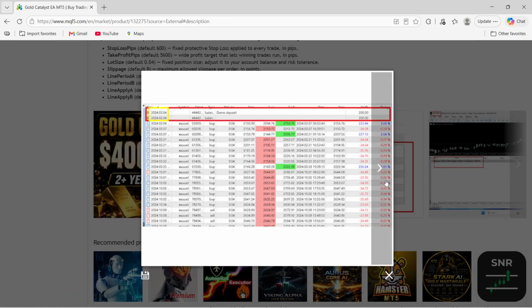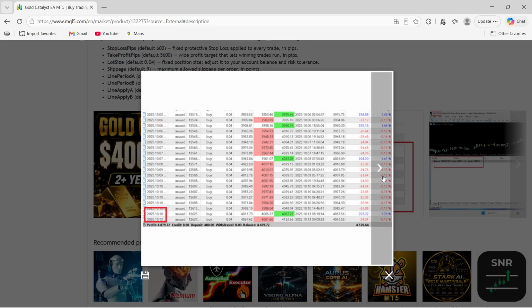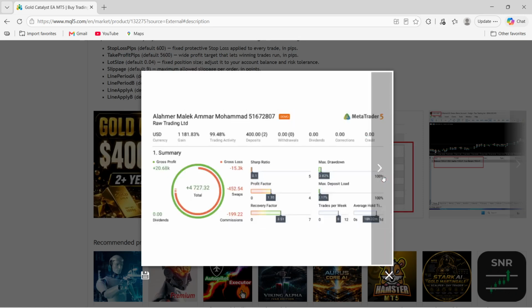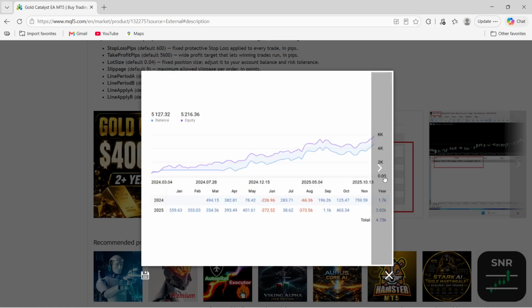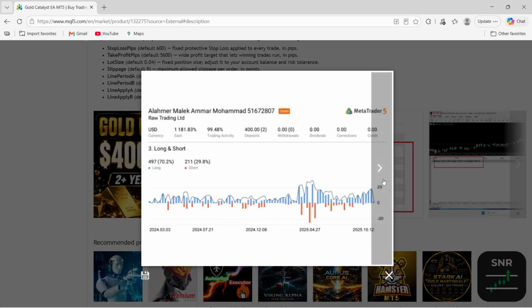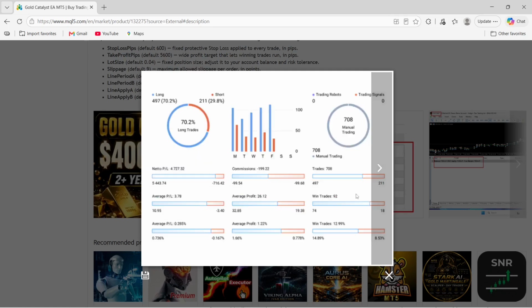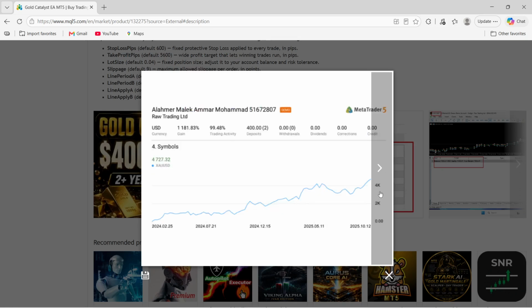So we can see the screenshots provided by the developer. And I'm going to walk us through his performance very soon to see if it actually holds up to the developer's claims and how well it performs. Okay, you can see the equity curve, see how it trends upwards over time, despite the little drawdowns here and there.